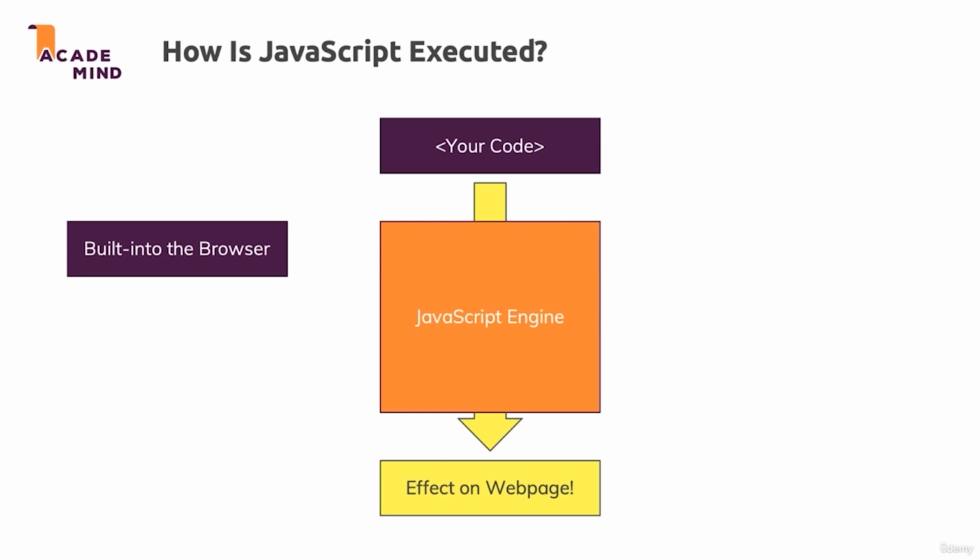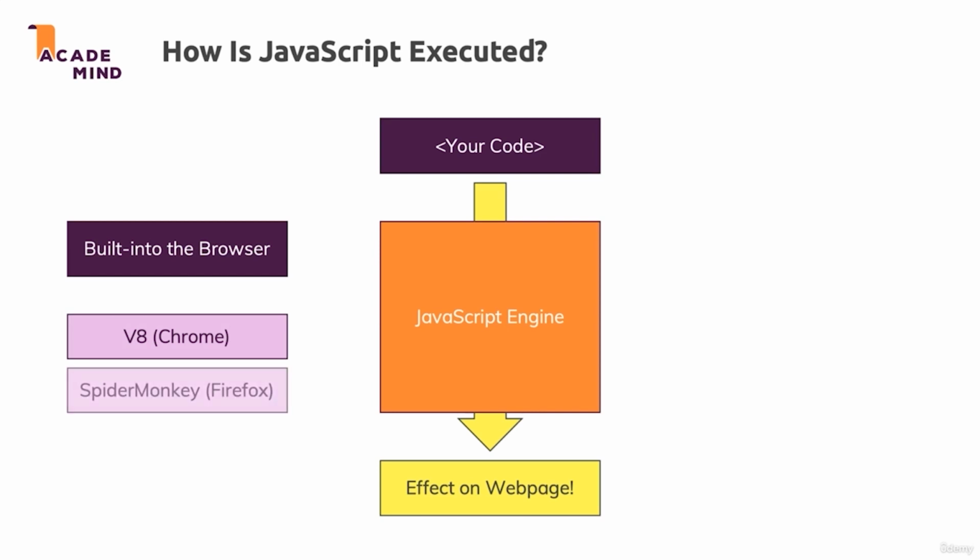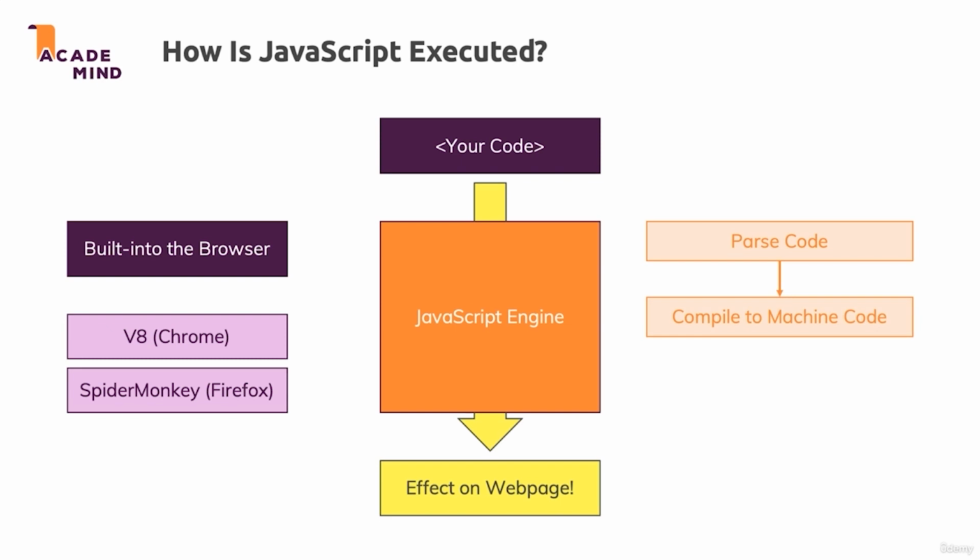There in Chrome, for example, in the Chrome browser, it's V8, that's the name of the engine. In Firefox, the name would be SpiderMonkey. And of course, other browsers also either reuse these engines or have their own engines. Now, the job of the engine is to parse code, so parse, read, and understand your JavaScript code. Then, on the fly, compile it to machine code, because machine code executes faster.